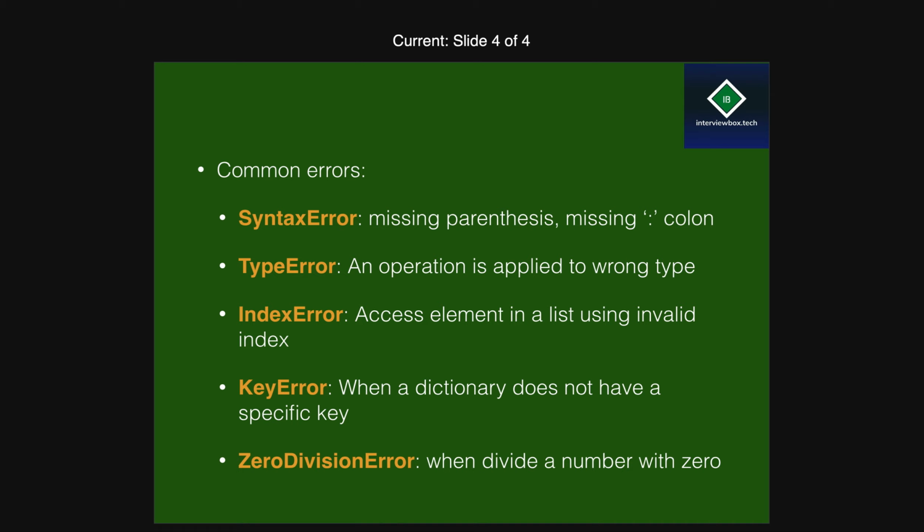Next is index error. An index error is when you are trying to get an element or item from your list with an invalid index. Next is key error, where you are trying to get a value for a key from your dictionary, but that key does not exist in the dictionary. And the last one is zero division error that I already mentioned. If you're trying to divide a number by 0, you will see the zero division error. So now let's go to PyCharm, write some methods there, execute some commands and try to apply proper error handling.